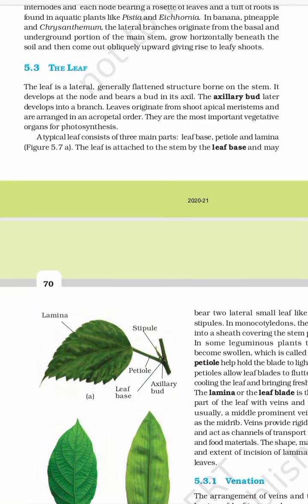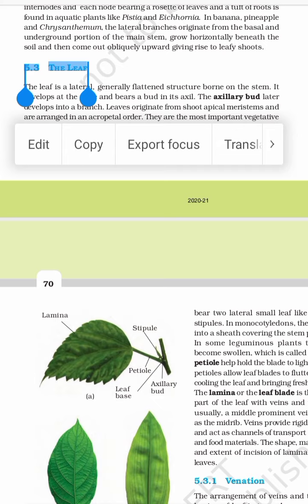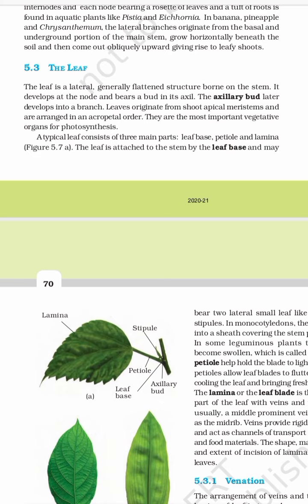So today we are starting with the leaf. It is the fifth chapter of Biology Standard 11, Morphology of a Flowering Plant. So let us start with the leaf. So first of all, what do you mean by leaf actually?